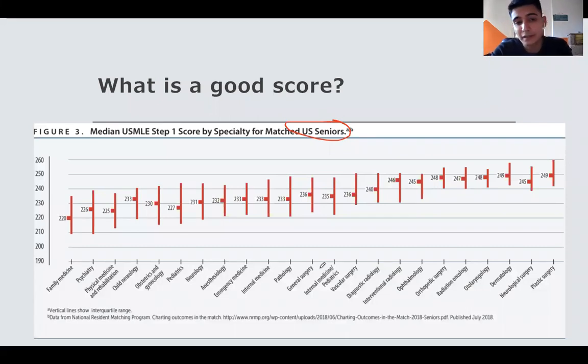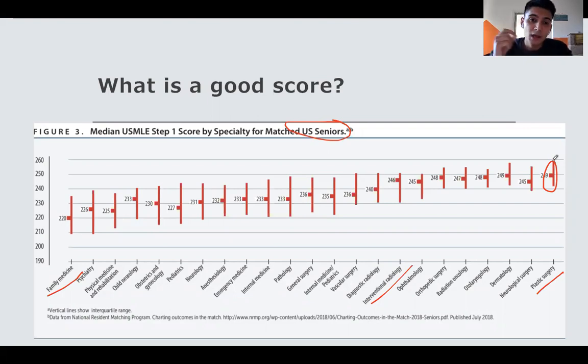What you can see here is that it basically differs a bit. You have very competitive specialties such as plastics, in contrast to less competitive specialties such as family medicine. What I want to say here is that if you plan to do plastic surgery, neurosurgery, or interventional radiology, you will be expected, especially as an international medical graduate, to have a very competitive score.